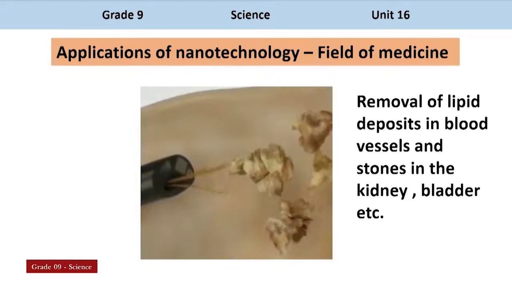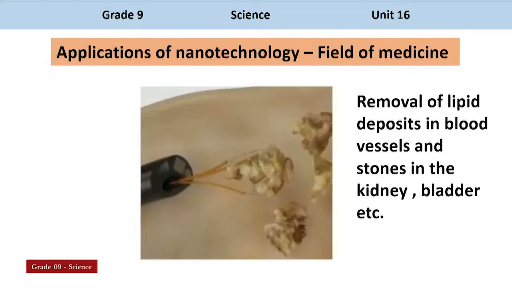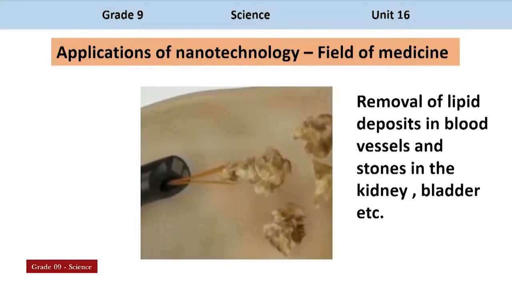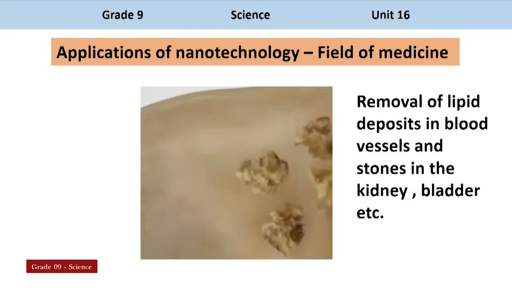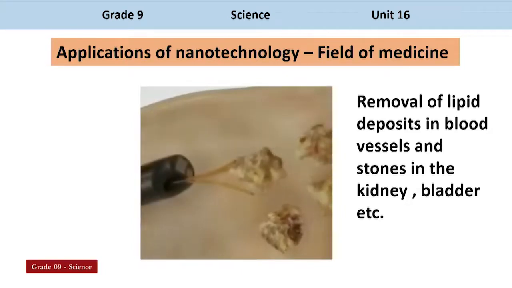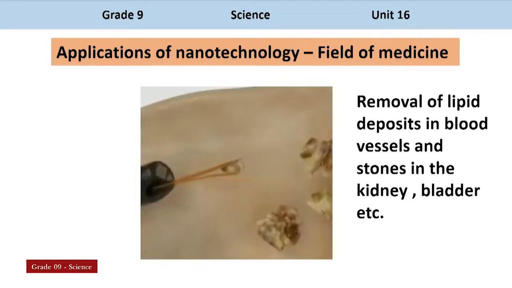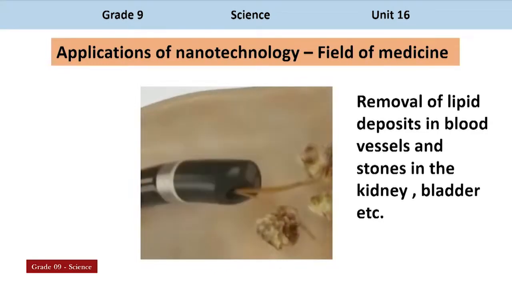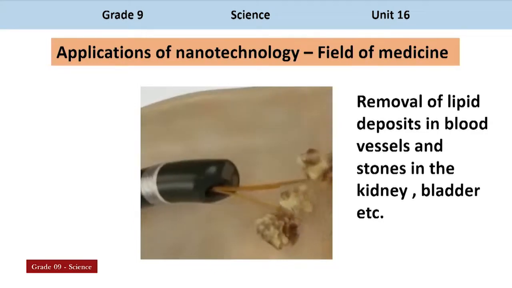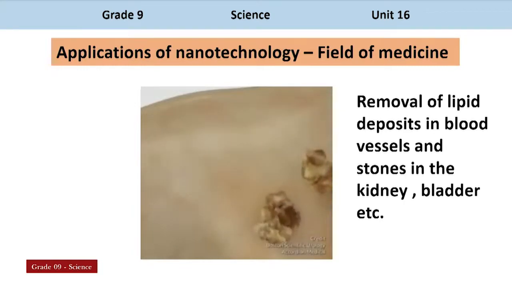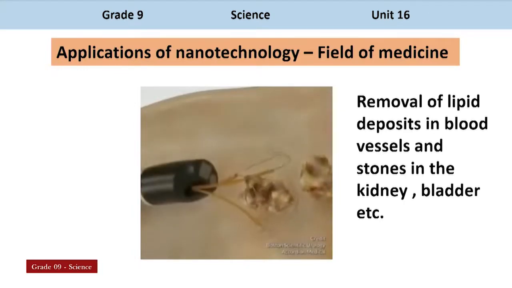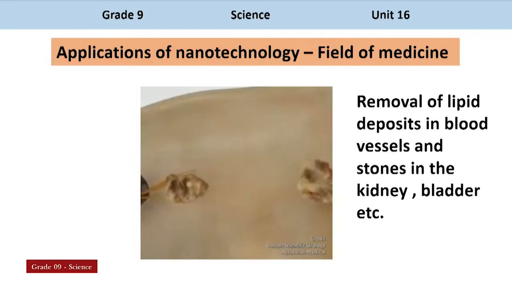When you use reagents and chemicals, clinical waste gets collected in the environment. Those clinical wastes, various medicines and injection syringes, can also pollute the environment. So, they can cause environmental pollution, but we can reduce that pollution using this technology.